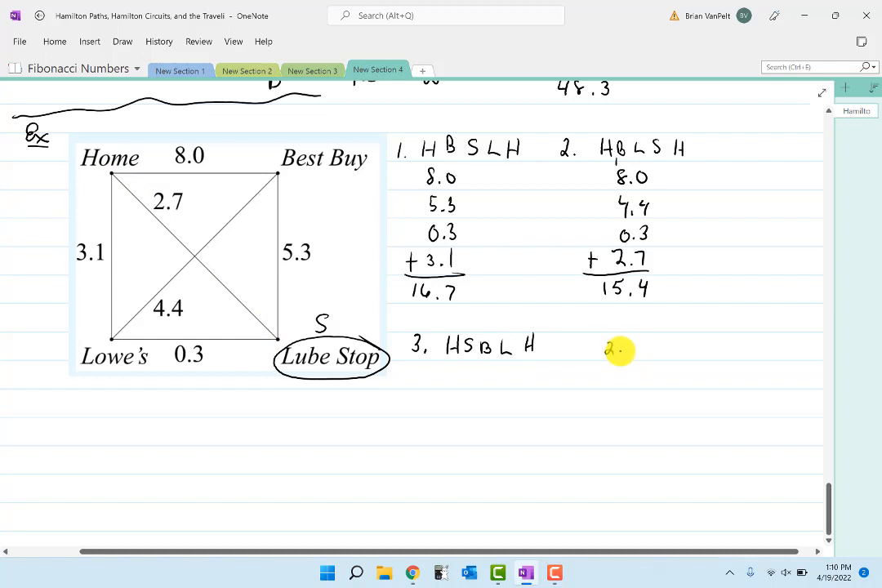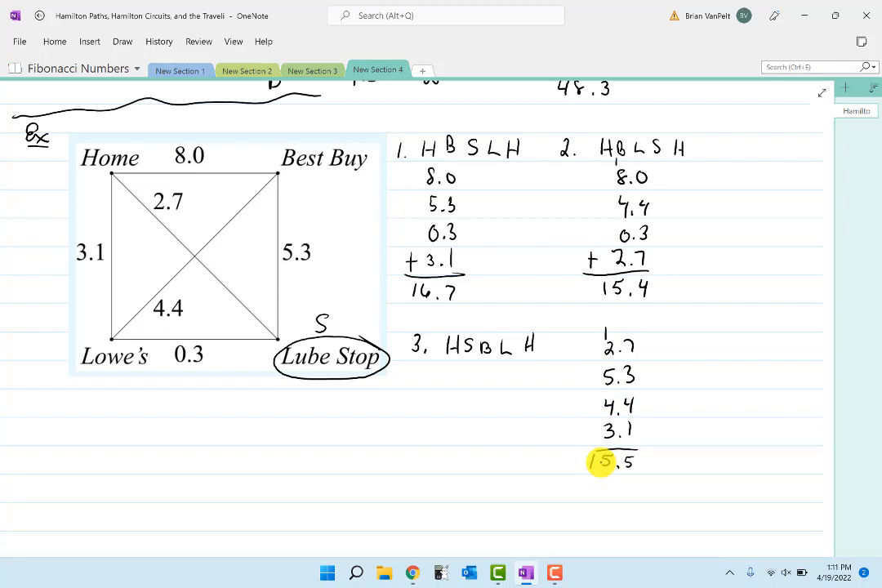That's 2.7. And then S to B is 5.3. And then B to L is 4.4. This way almost seems like it's trying to find the longest way to get there. And then finally, L to H is 3.1. And we end up with 15.5.